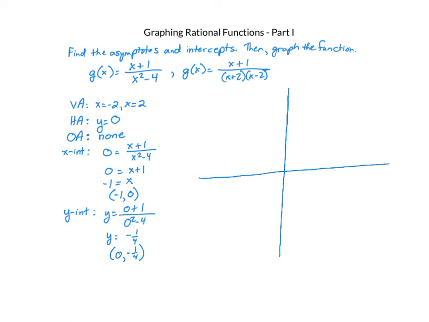Our vertical asymptotes are at 2. Ooh, would have been nice if that x-axis had been horizontal. Doesn't quite look like it. There's negative 2. My horizontal asymptote is on the x-axis.